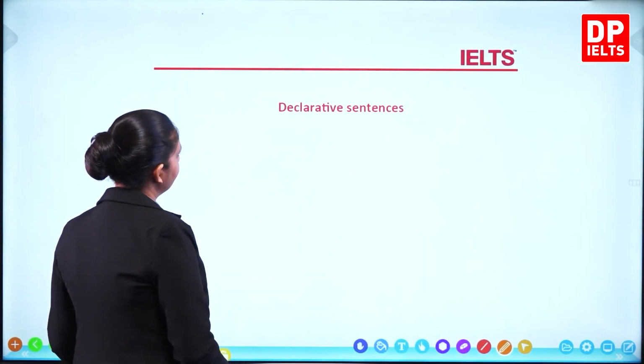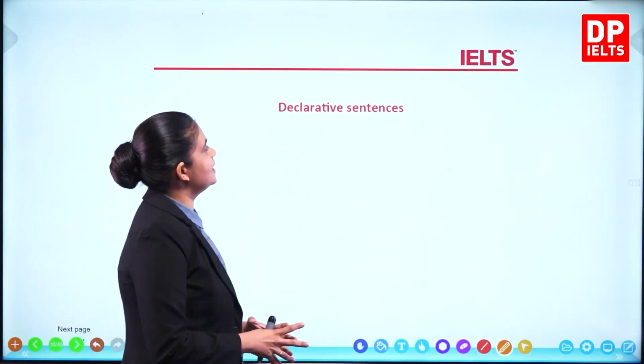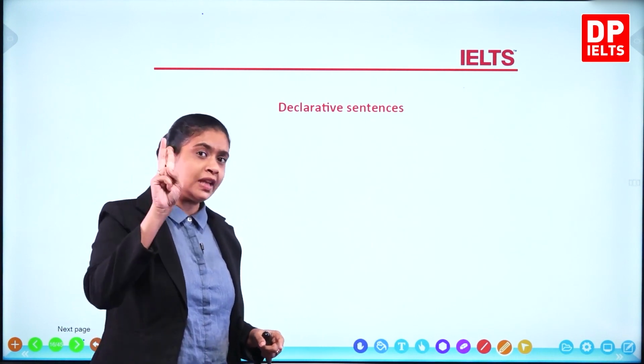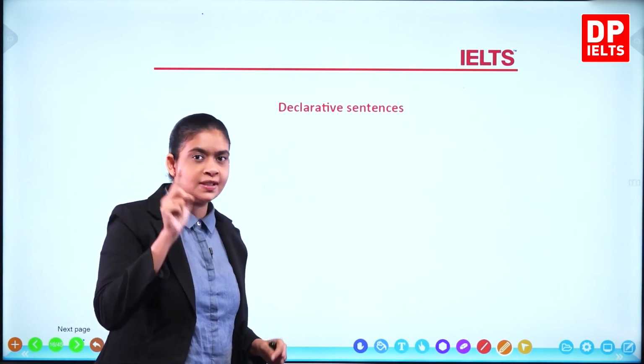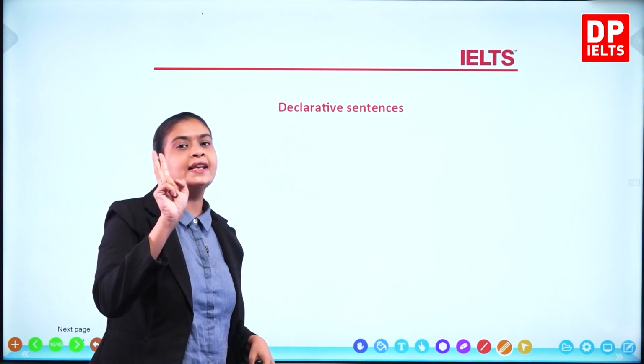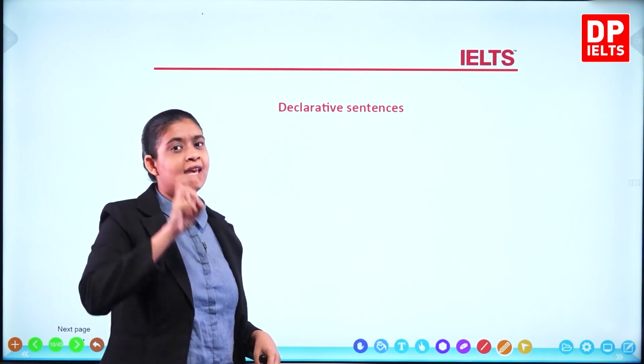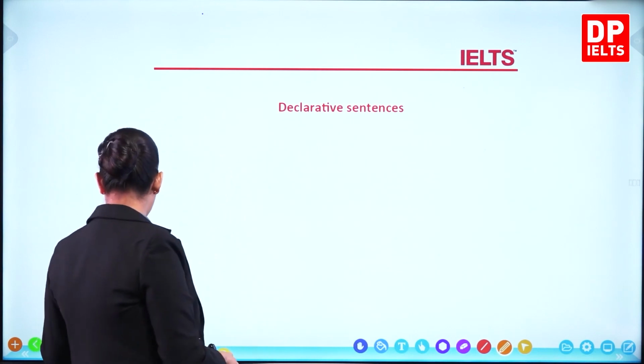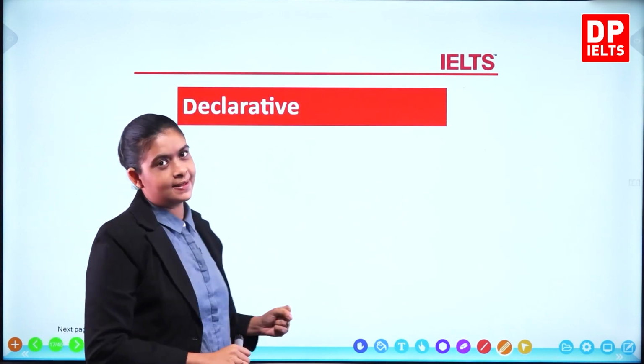Moving on, declarative sentences. Now we did two types: interrogative sentences, exclamatory sentences. This is the third type, declarative sentences.